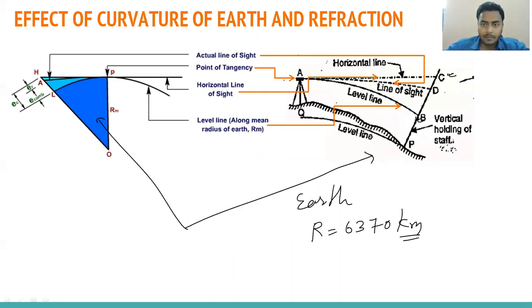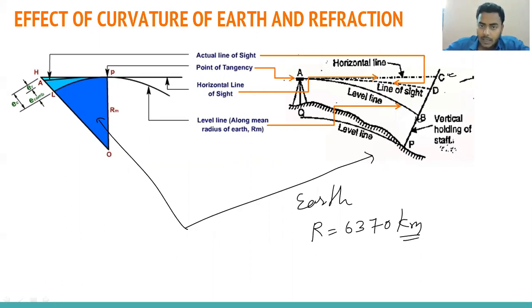right? And the level line or level surface is the water level. Water surface represents the level surface, and a line which lies on the level surface is called a level line. Okay, so you can see Earth has a curvature, so the level line will be bent, but the horizontal line is a straight line. Okay, so it will not bend.